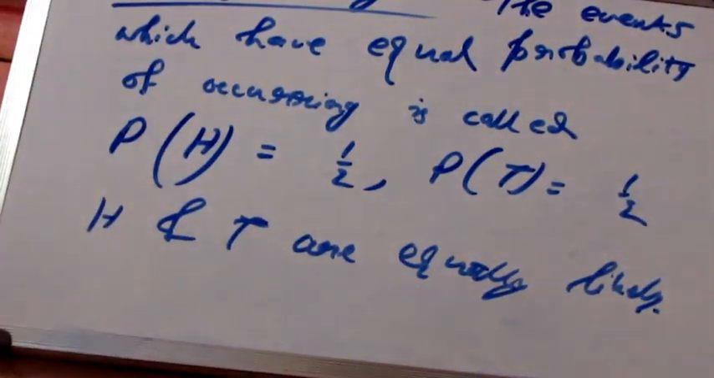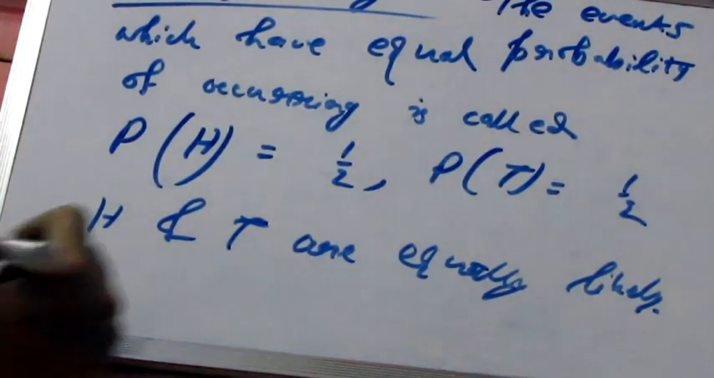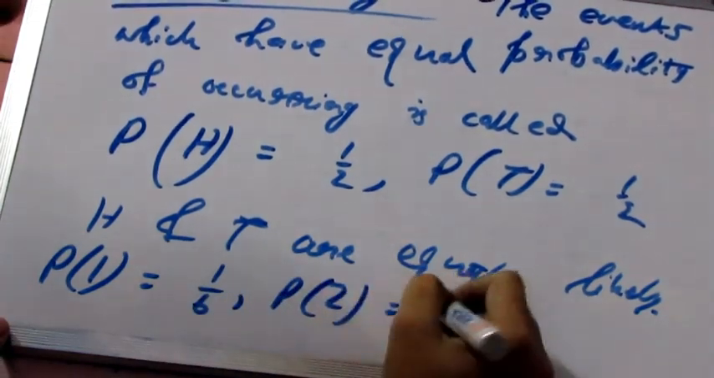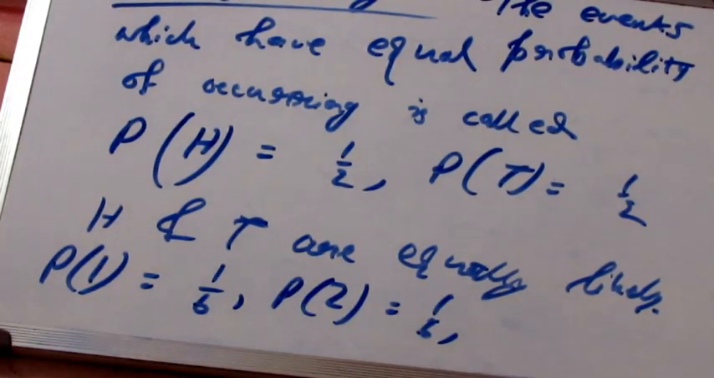Similarly, for a dice game, the probability of getting 1 will be 1 by 6, because in a dice game we can get 6 results in total. Out of 6 results we have to get only 1, so P of 1 will be 1 by 6. Similarly, P of 2 is 1 by 6, P of 3 is 1 by 6, P of 4 is 1 by 6, P of 5 is 1 by 6, and P of 6 is 1 by 6. So the probability of getting each of these 6 numbers is 1 by 6. That means in a dice game, all of 1, 2, 3, 4, 5, 6 are equally likely.